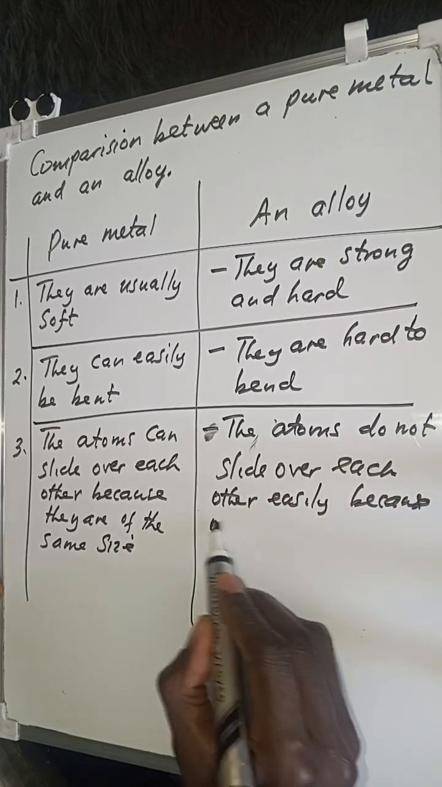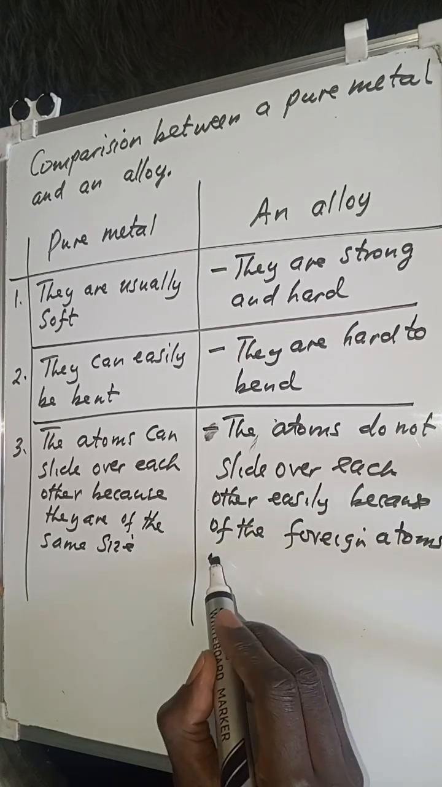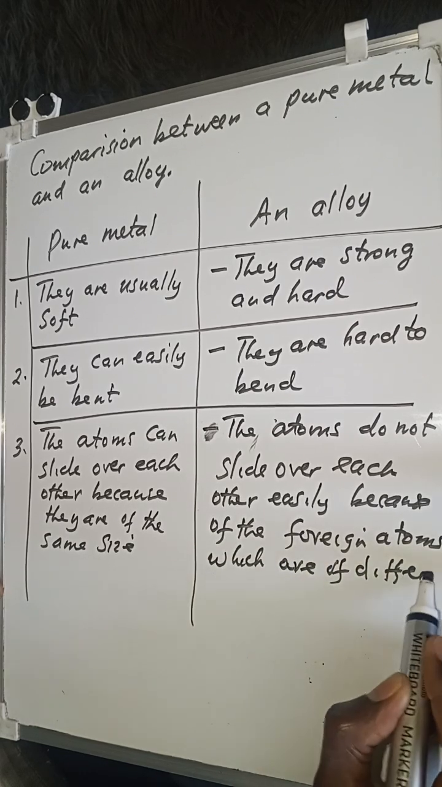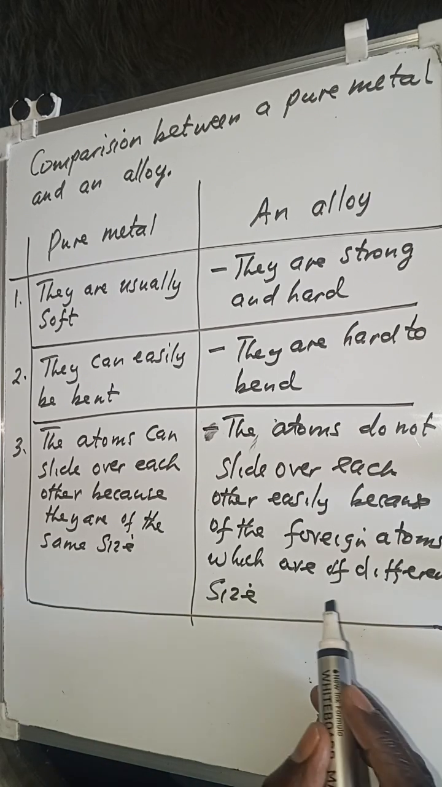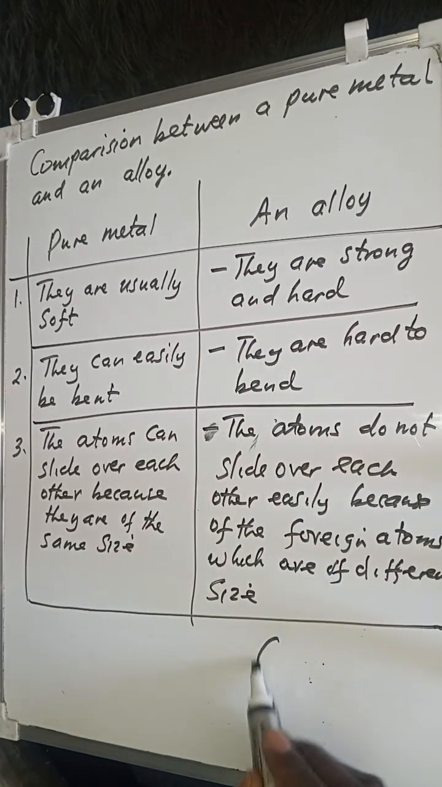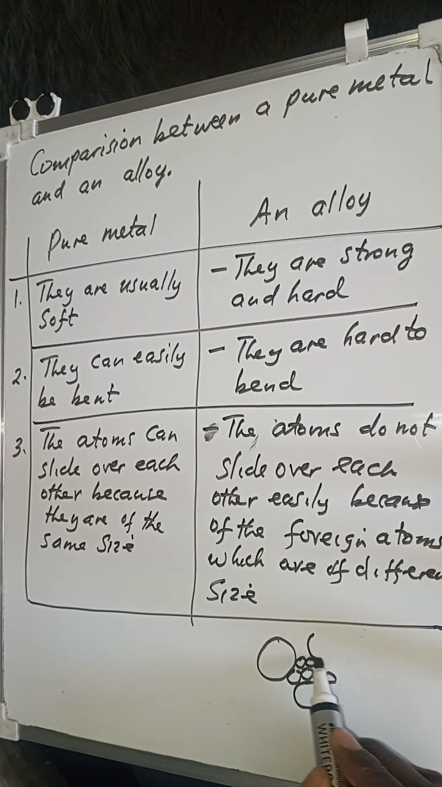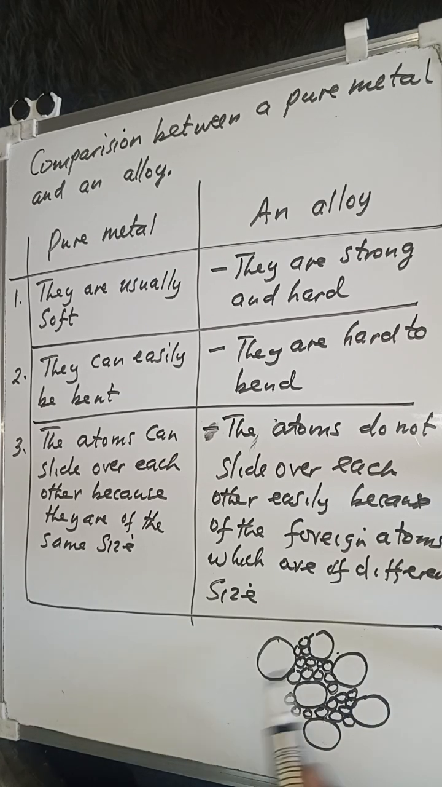because of the foreign atoms which are of different size. In other words, those foreign atoms disrupt the shape of an alloy. No wonder when we drew them, remember we had smaller ones and larger ones. That's the way you are supposed to draw them when you have been asked to, and you label them. They can be surrounded by those smaller ones, but you are going to have the other foreign particles. So that's an alloy.